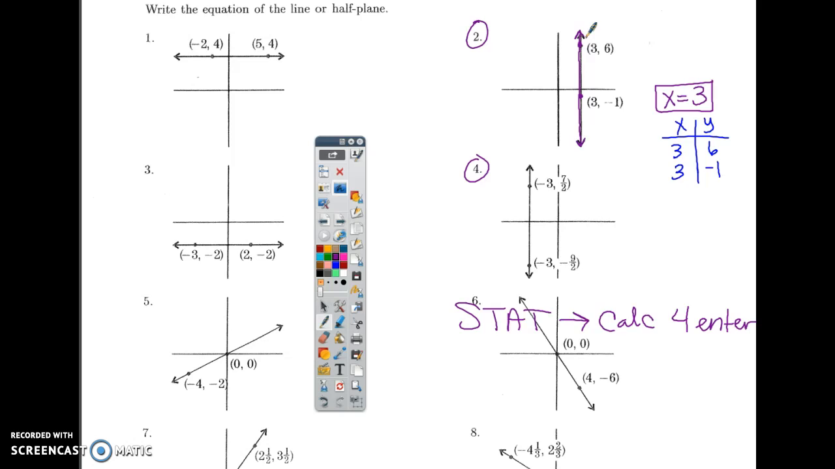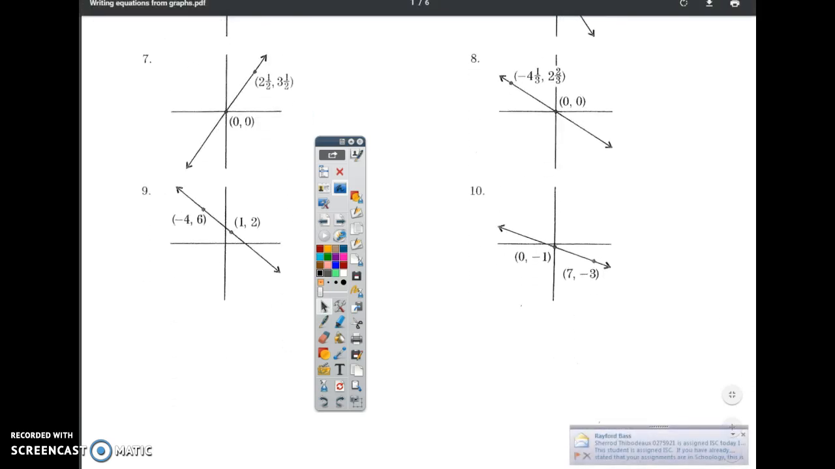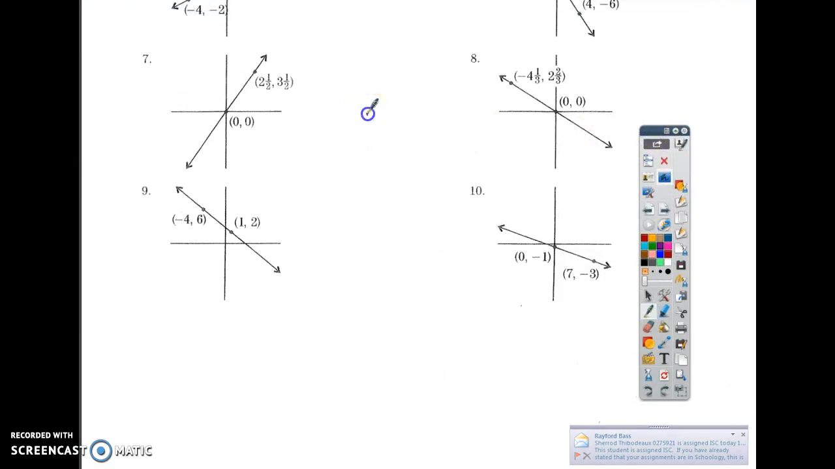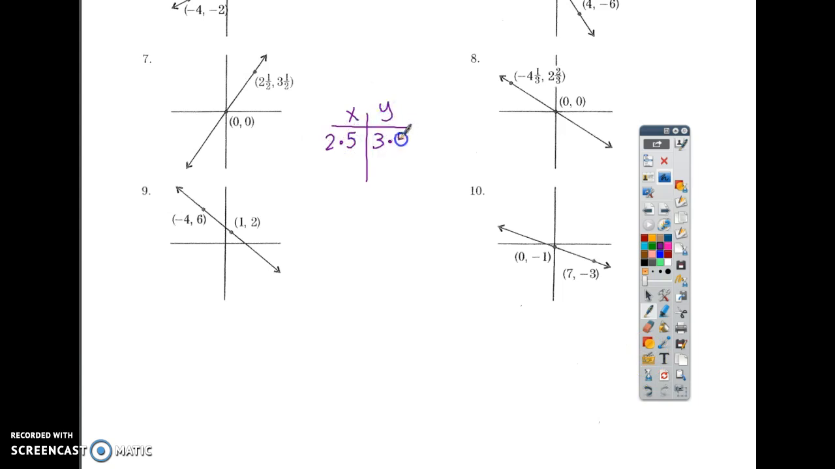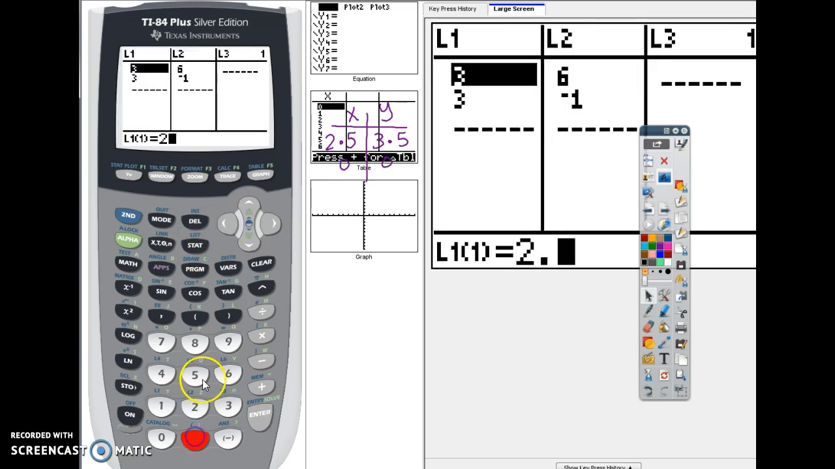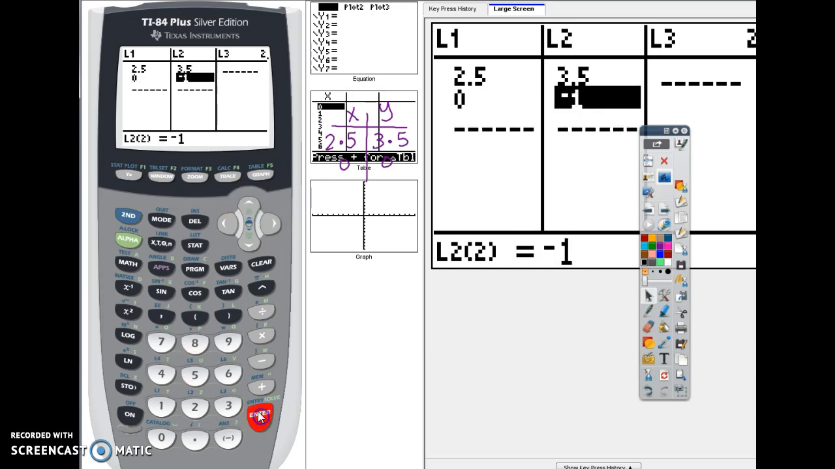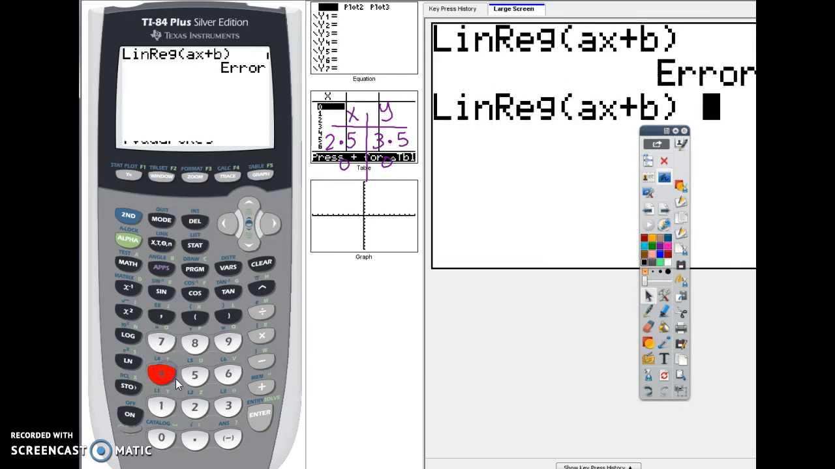Let's go do problem number 7. The only 2 that are not going to work are 2 and 4. The rest of them will work. So let's go do problem number 7. You already wrote down your table. Your table is 2.5, 3.5, and you have 0 and 0. So we put that in Stat Calc 4. Stat, enter. My numbers are 2.5, enter, 0, enter. And on the other side, I have 3.5, enter, and 0, enter. Stat, Calc, 4, enter.